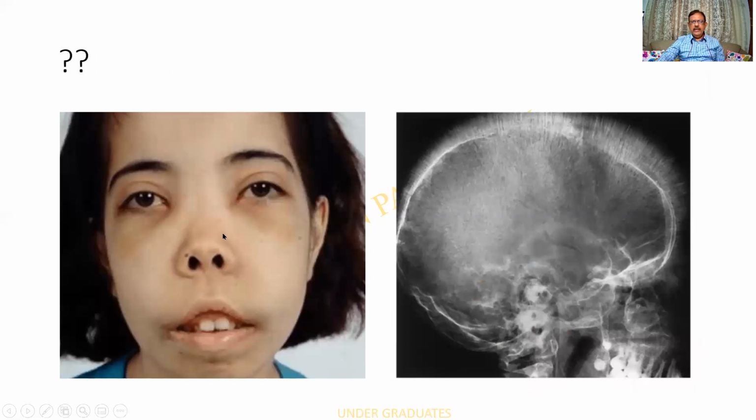This is the mongoloid faces. The malar bones are prominent. You find there is a lifting up of the nose. There will be slightly slanting eyes and protrusion of the teeth. A mongoloid face is classical.